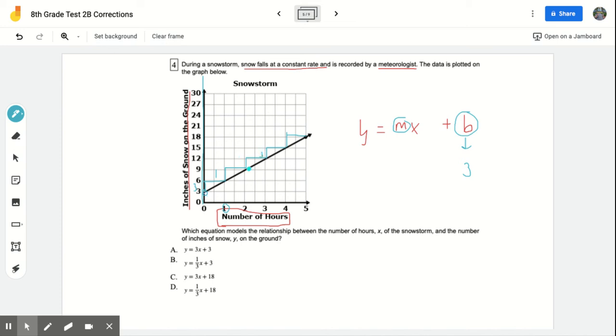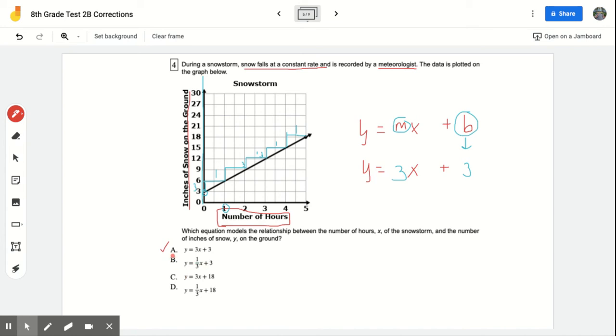One line on the y value represents 3, and it takes 2 lines on the x value to make 1. So the slope is 3 over 1, which is the same thing as just 3. So I could write my equation now from that. Y equals 3, the slope, x plus 3, the y-intercept. Looking at my options, you want to choose option A.